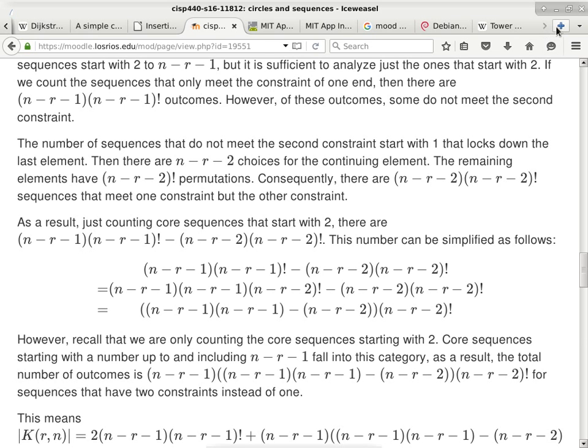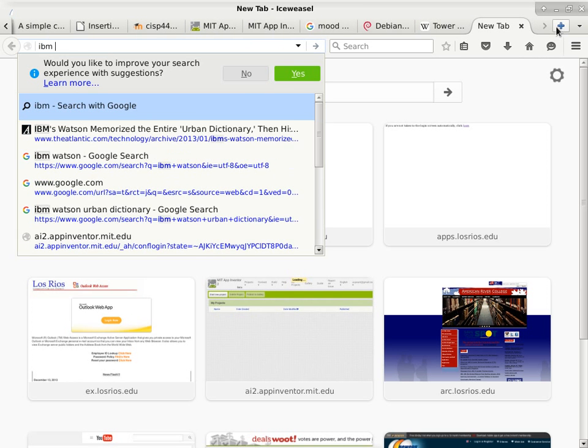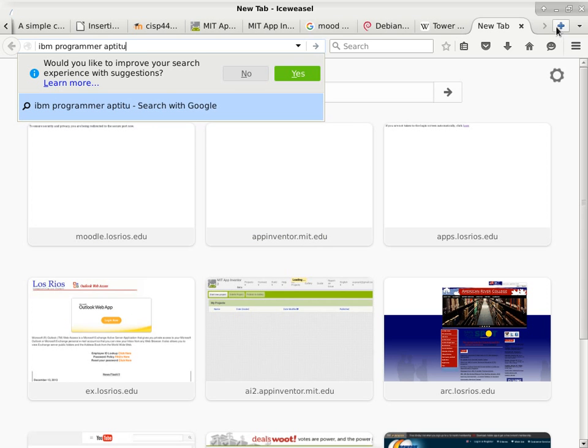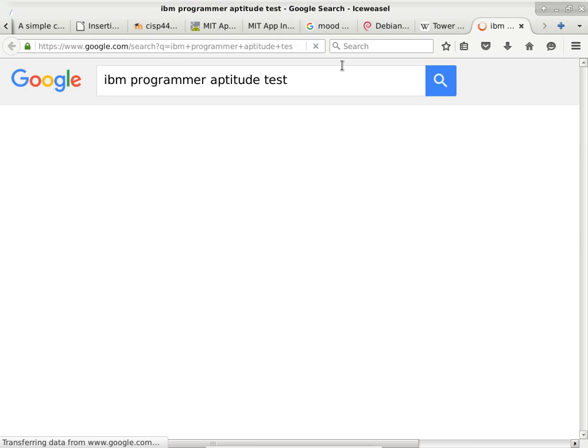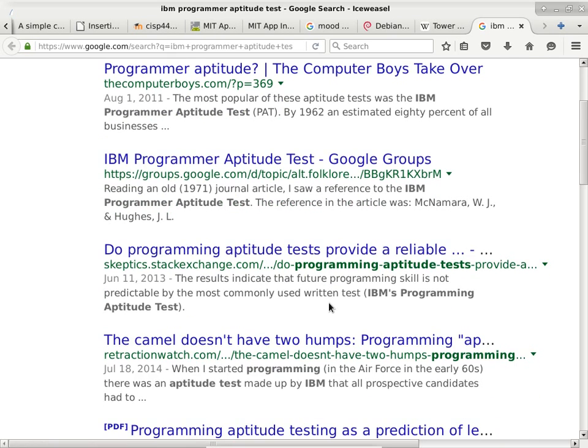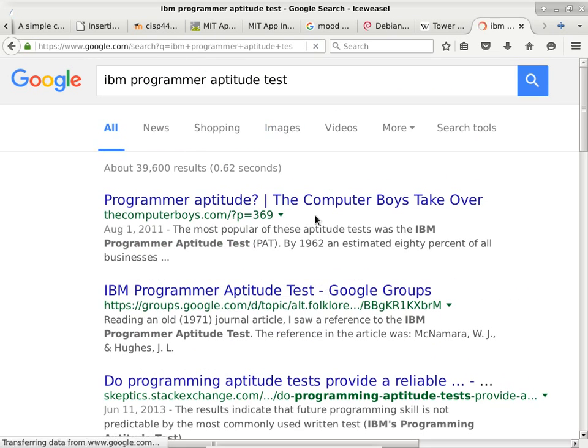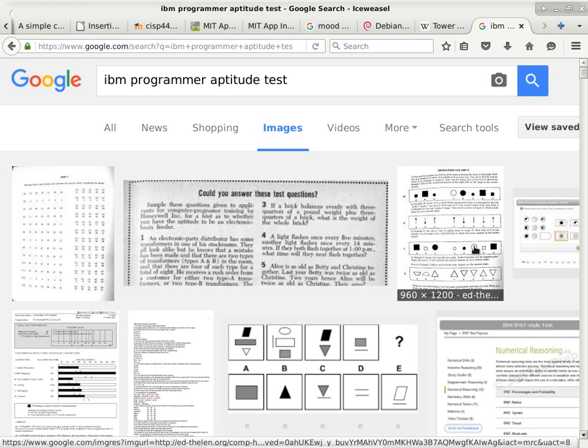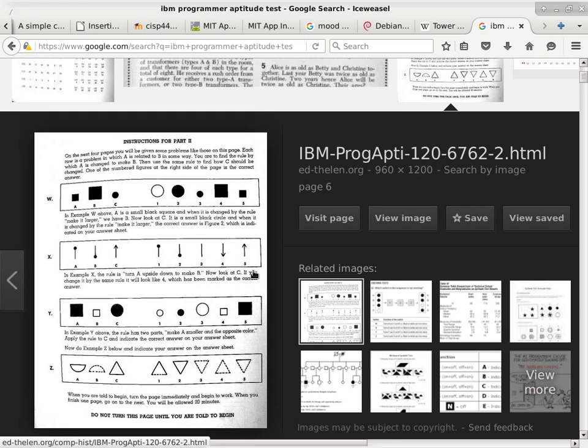How many people have done this? If you haven't done it before, I would look for it and see if you can do it. It's called the IBM Programmer Aptitude Test. I think it's in image form. There we go. So this is one of the links. For years IBM gave people these tests to see whether they are well suited to become programmers or coders, however you want to call that.